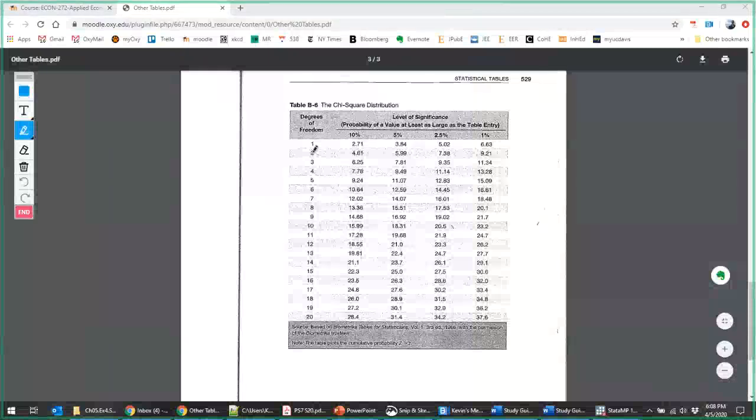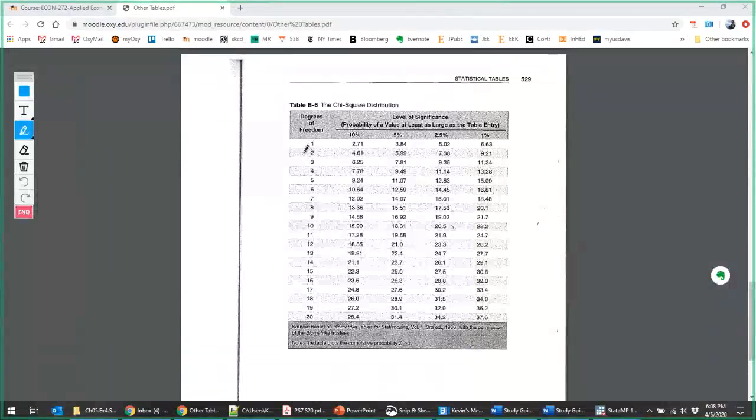So in this file on Moodle, here's the chi-squared distribution that gives you the critical value based on your degrees of freedom. In this case, your degrees of freedom is k, the number of explanatory variables in your model. That's why this table doesn't go up too high, because you rarely have more than 10, let alone 20 explanatory variables. But in the last model I just did, I had 2 explanatory variables. At the 5% level, our critical value is 5.99.